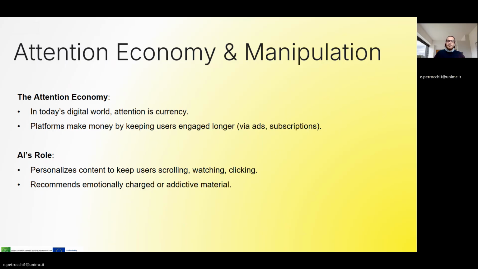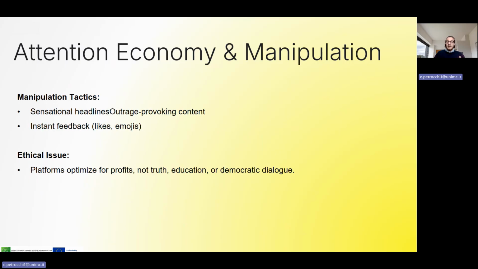Indeed, this new economy is called the attention economy, because in today's digital world, attention is currency, and platforms make money by keeping users engaged longer via ads and subscriptions, for example. The AI system's role is personalizing content to keep users scrolling, watching, and clicking, and recommending emotionally charged or addictive material. So we can understand how this is manipulative, because there are also manipulation tactics such as sensational headlines, outrage-provoking content, and instant feedback that keep our attention always at the limit. But this also entails some ethical concerns.